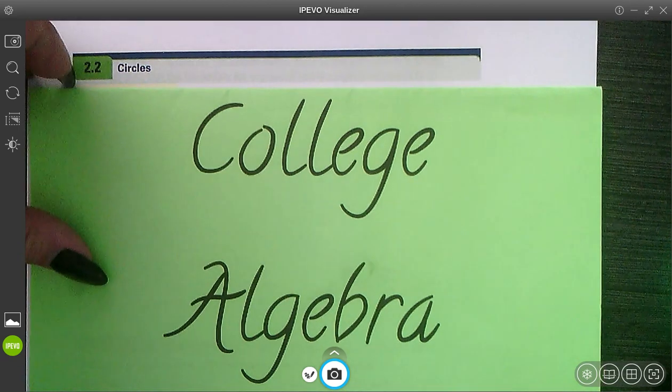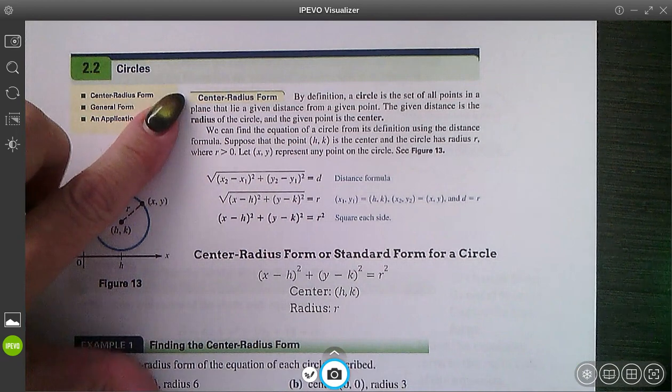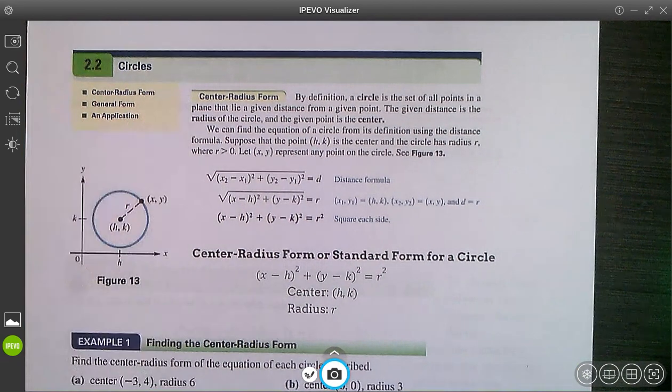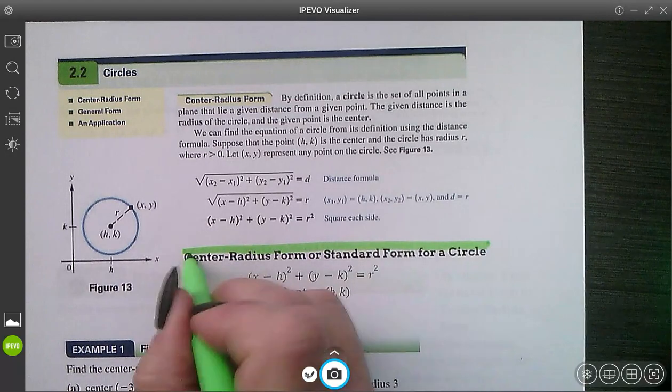Section 2 is about circles. There's a form called center radius form that I've always just called standard form. If I call it standard form, that's why, because it's what I'm used to calling it. And here is what it looks like. This book calls it center radius form.